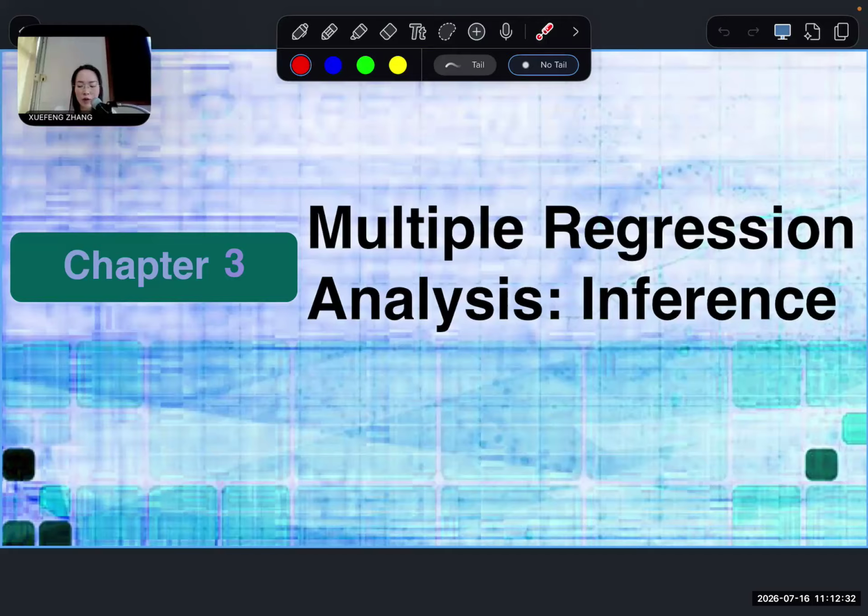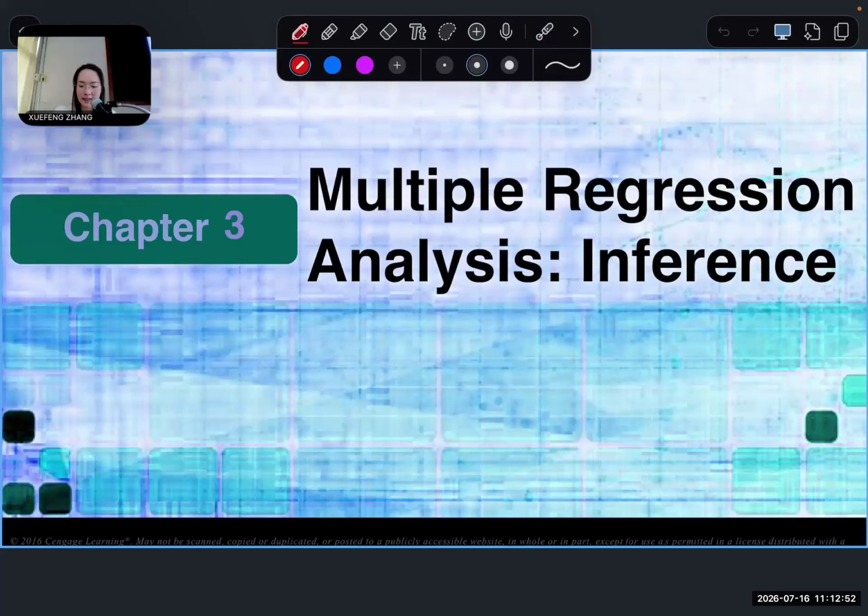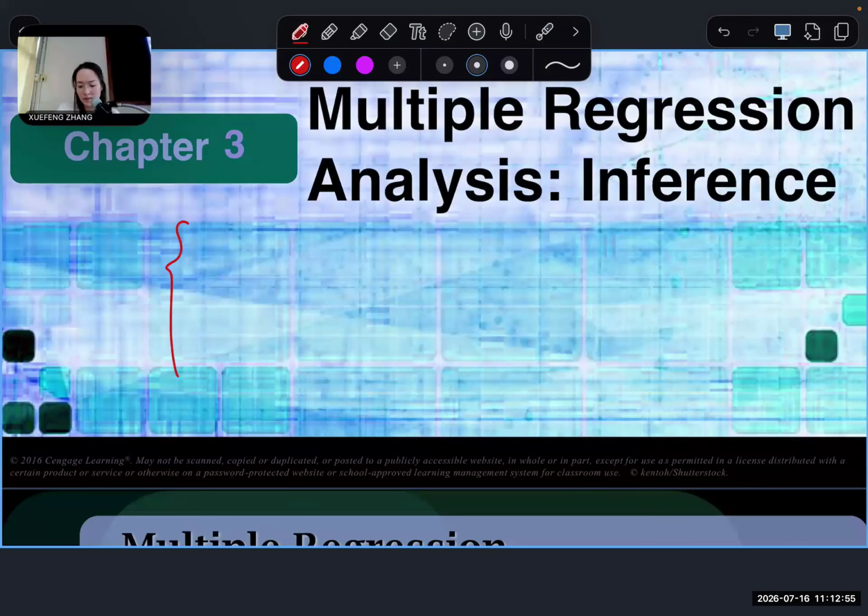That's exactly what inference means, okay? Using our sample estimate to make a broader statement about the true population value. Okay, two main tools do this job. First one, we need hypothesis testing. We need hypothesis testing, asking, is this effect really there, or could it just be 0?